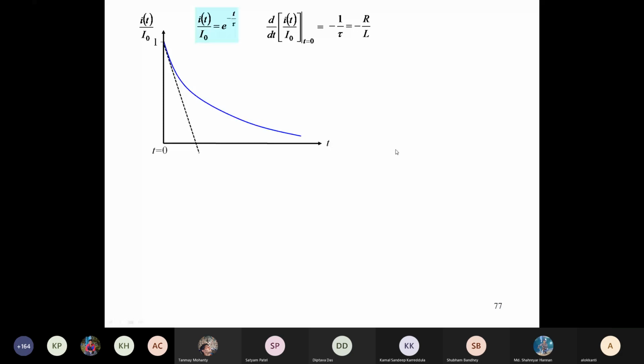So if you draw the tangent at t equal to 0, it means that if the current reduces from I naught at that rate, it will become 0 at a particular time, where the tangent hits the t axis. This is the time where the tangent hits the time axis, if the decay follows the same rate as the starting instant at t equal to 0.